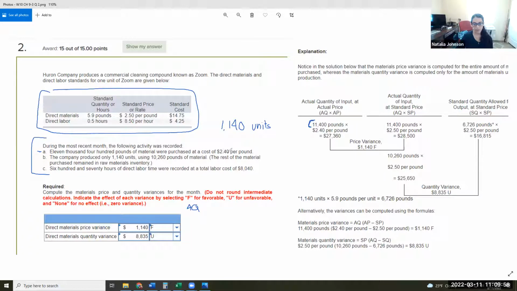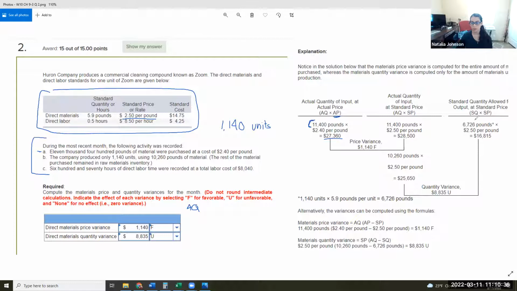And they say that they purchased it for a cost of $2.40 per pound. So that is the actual price. The total of actual price and actual quantity is these two multiplied together, 27,360. For the actual quantity, still 11,400, and the standard price is right here, $2.50 per pound. You see, the difference of those two is the price variance.